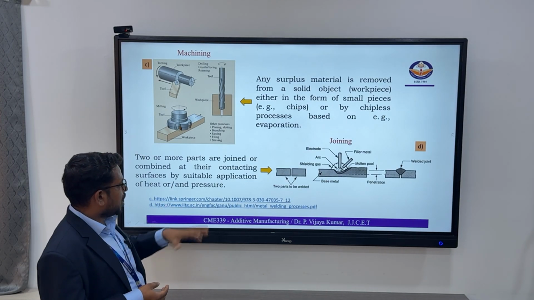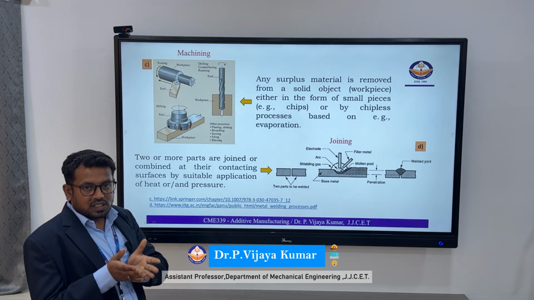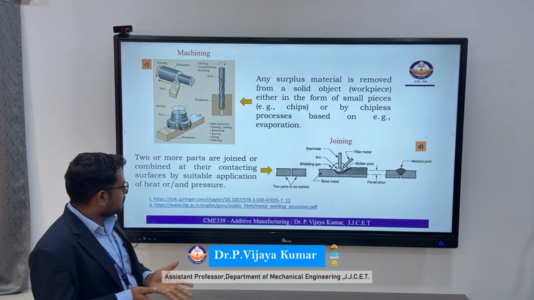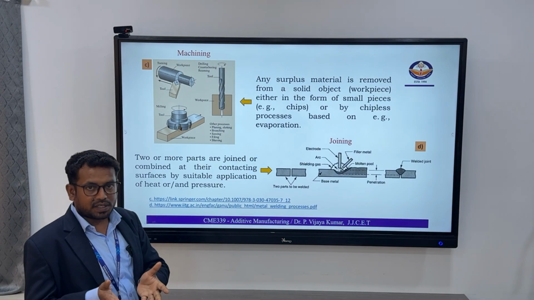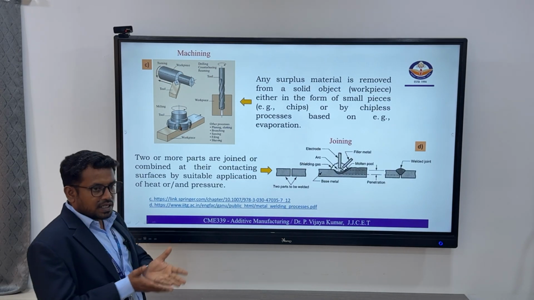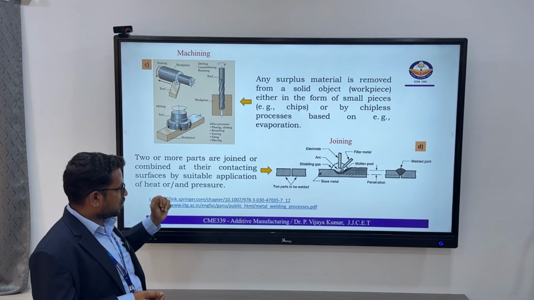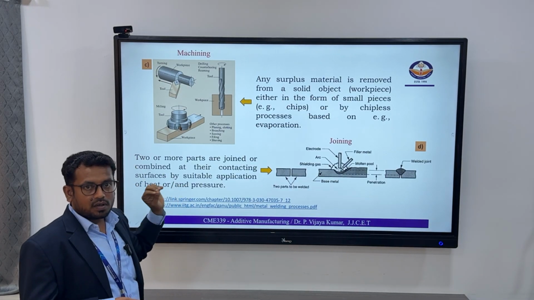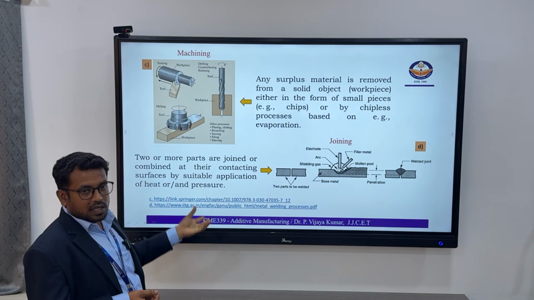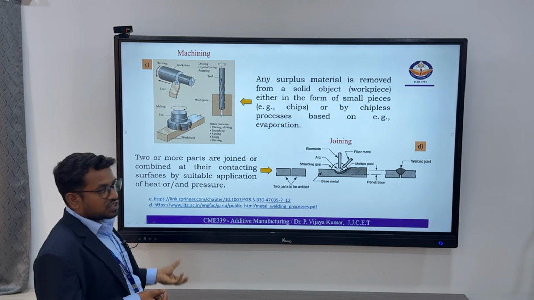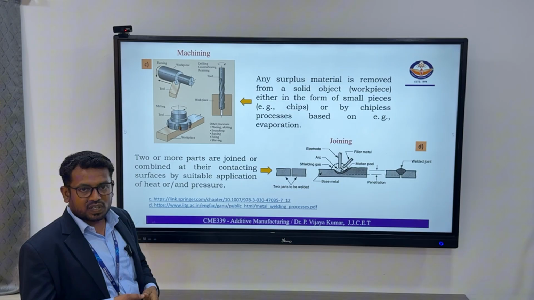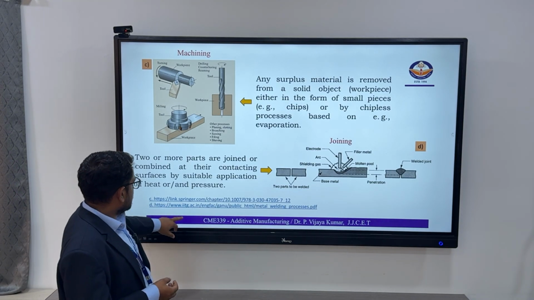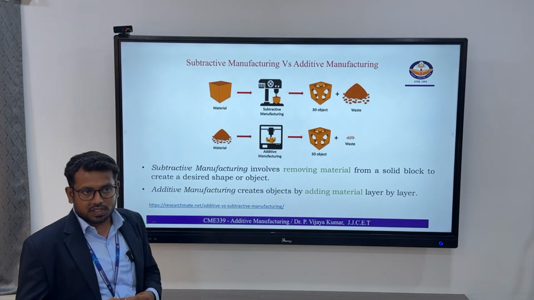And the fourth one is joining. Two or more similar or dissimilar materials can be joined or combined together to create a single piece by using this type of joining process. So these four processes we can classify under conventional or traditional manufacturing processes. And next, additive and subtractive manufacturing.